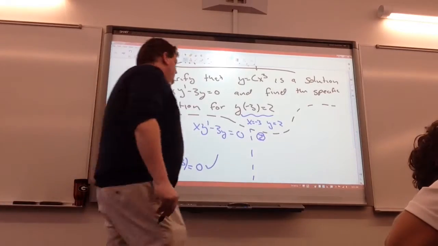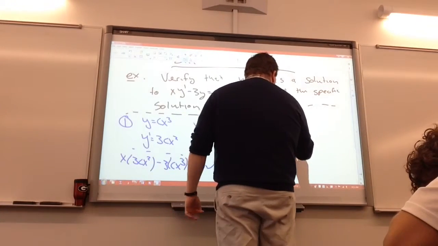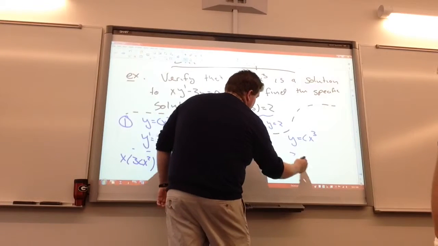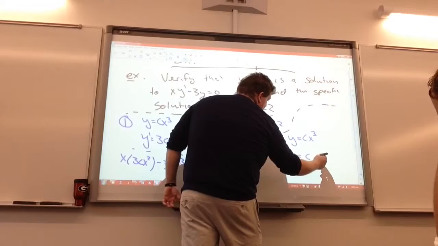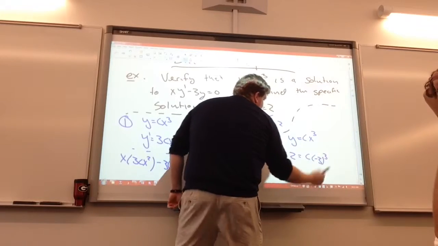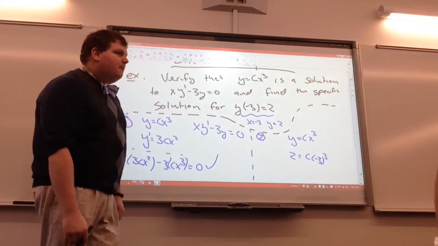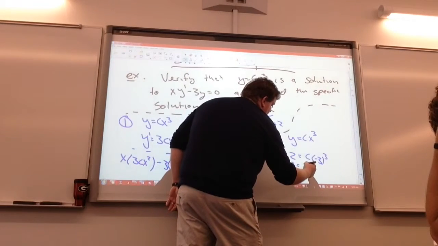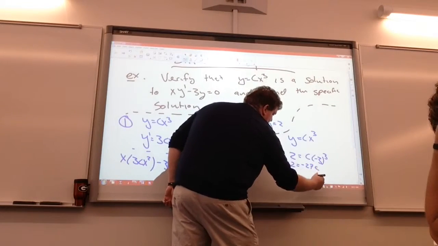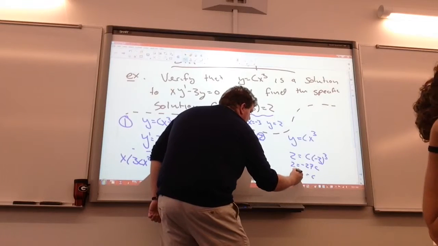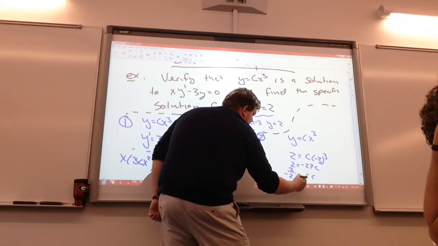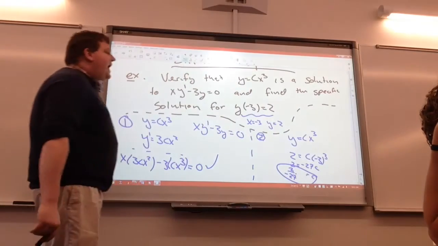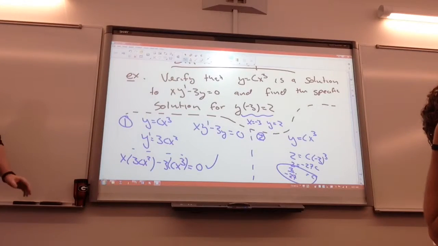Well, if I do that, y is equal to cx cubed. Then 2 is equal to c times -3 cubed. What's -3 cubed? -27. So we get 2 is equal to -27c. So what's c going to be then? 2 over -27. Okay? So we found what the constant was that makes this thing work.